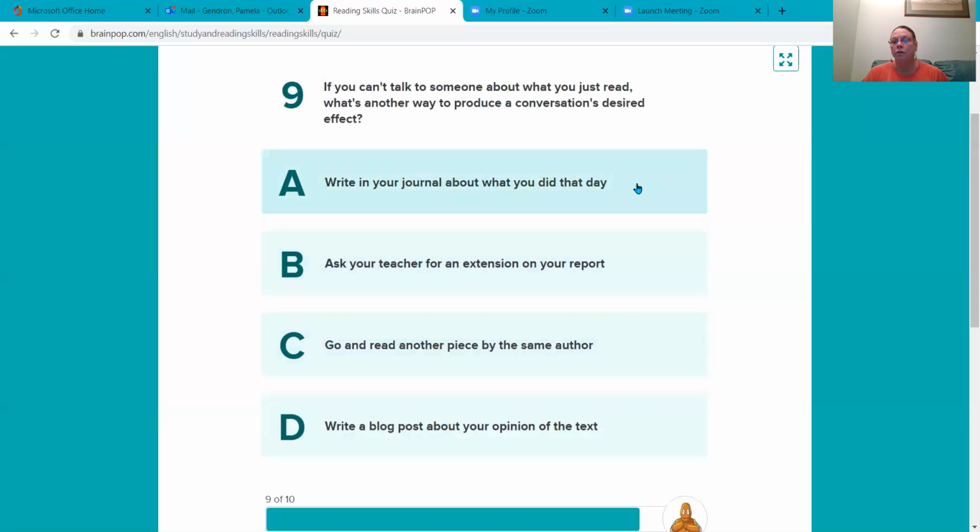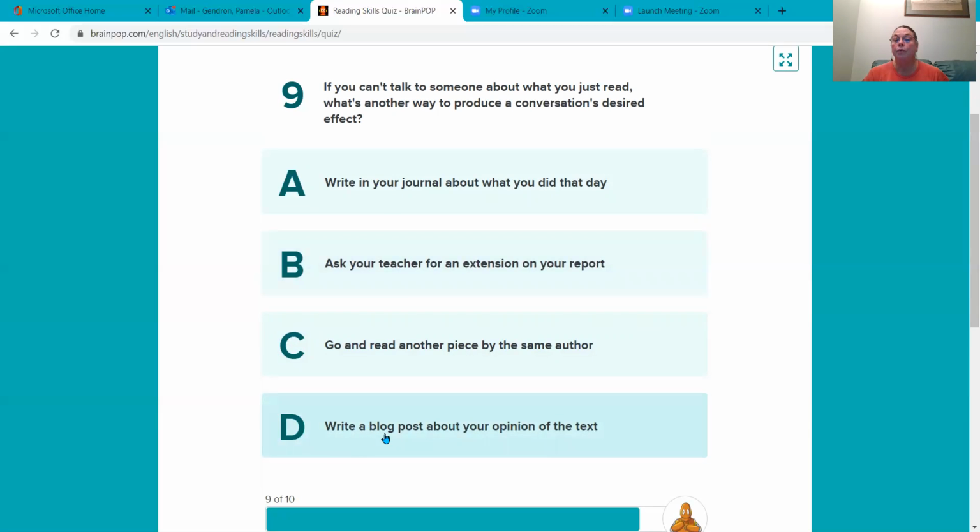Well, if you write in your journal, that's just for you. No one else probably will be reading your journal, so that doesn't help, because you're trying to get a desired conversation effect. Asking your teacher for an extension on your report won't really help you unless you plan to have a big discussion with somebody later. I don't know. And C, go and read another piece by the same author. Well, that's not a good idea until you understand and have talked through the book or the piece that you're working with.